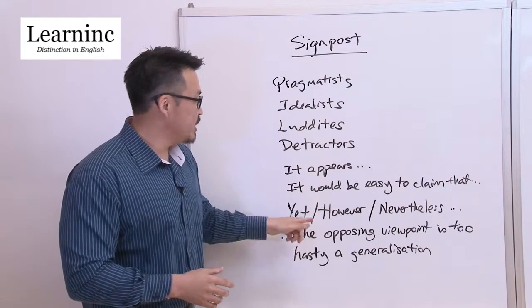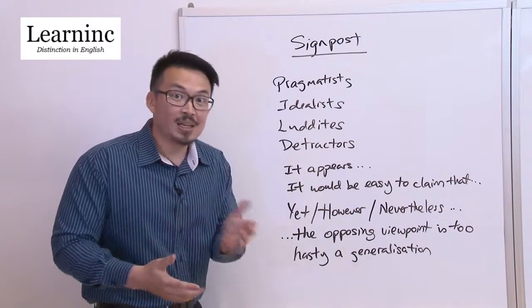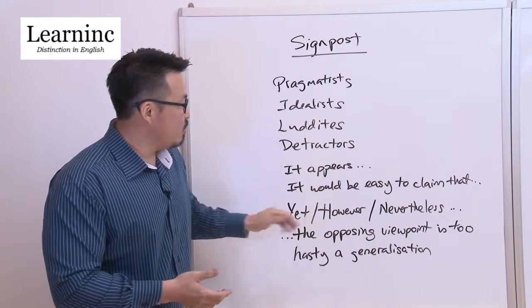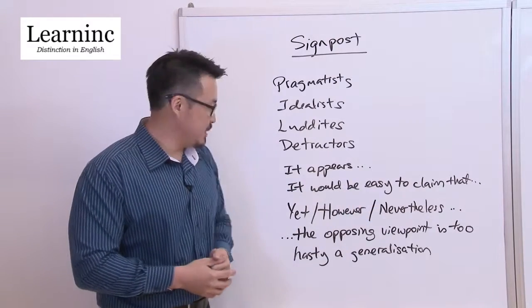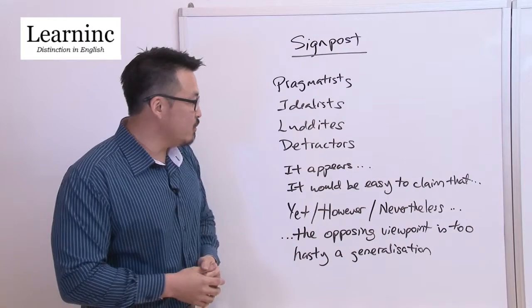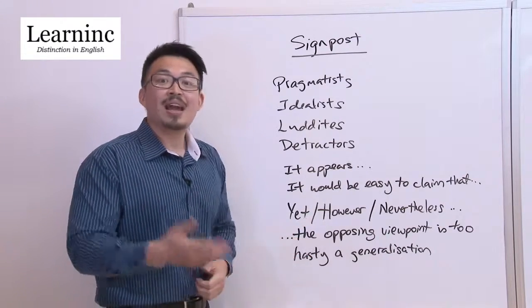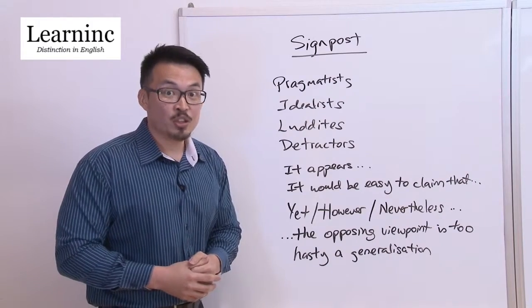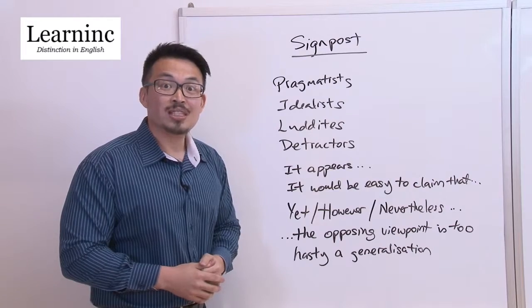Next, we're going to use certain phrases, certain words again to signpost that we are going to rebut what we mentioned earlier on. For example, I've listed 3 words right here: yet, however, or nevertheless. For example, I could say something like, "However, the opposing viewpoint is too hasty a generalization because," and I'll list out one of the scopes which I've mentioned early on in my introduction. That's basically what a signpost is supposed to do.